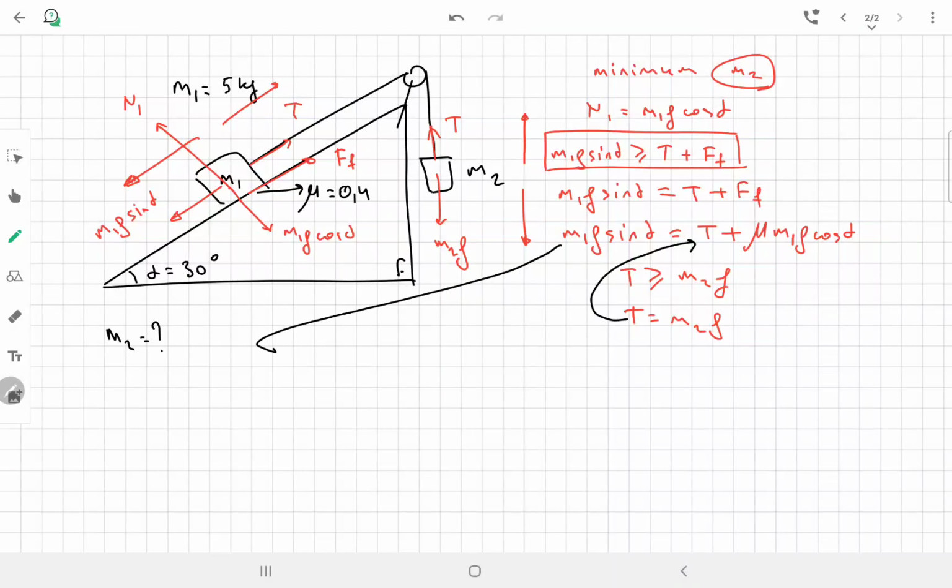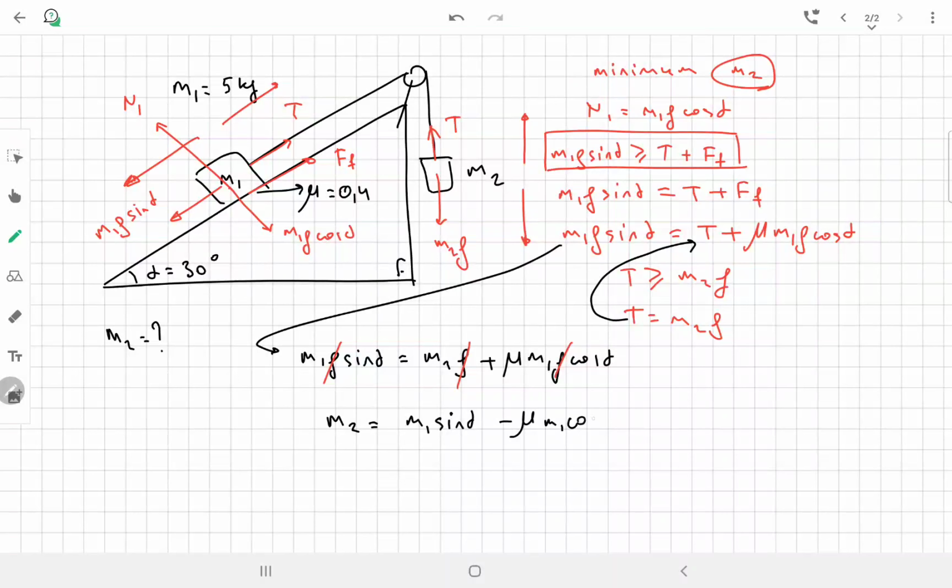So let me copy the first equation again. m1g sine alpha equal to tension, which is m2g, plus mu m1g cosine alpha. We can remove gravities, and from here m2 equal to m1 sine alpha minus mu m1 cosine alpha, or we can take m1 outside of the parenthesis, so we have sine alpha minus mu cosine alpha. So answer will be m1 is 5 kilogram times sine 30 minus 0.4 times cosine 30.